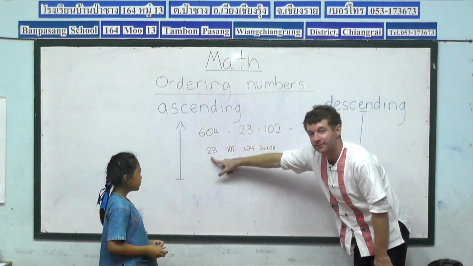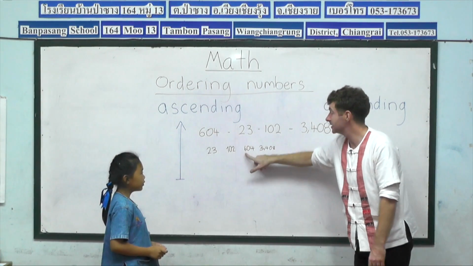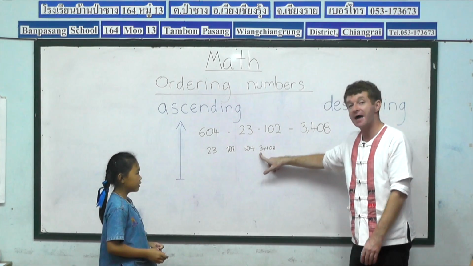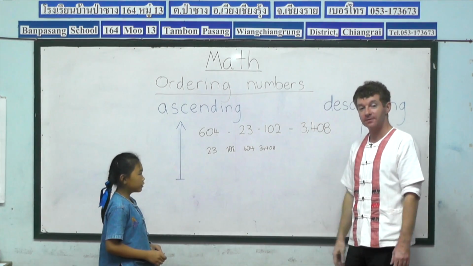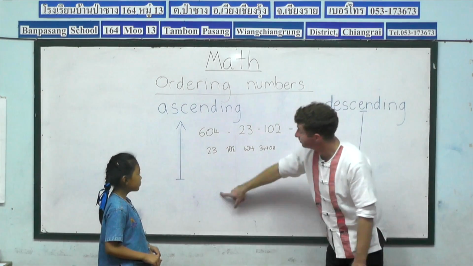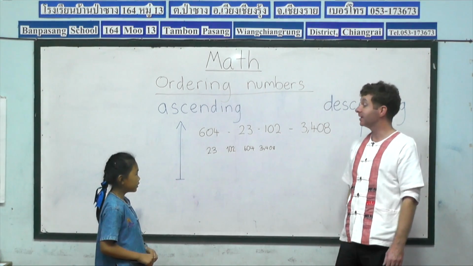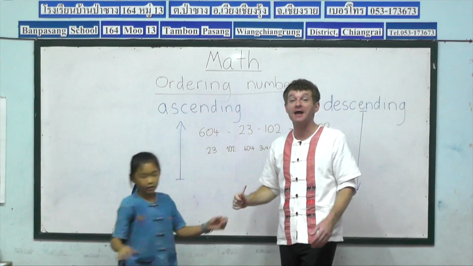23, 102, 604, 3,408 is our numbers put into ascending order. Nadia, that was brilliant. High five and a big round of applause for Nadia, guys.